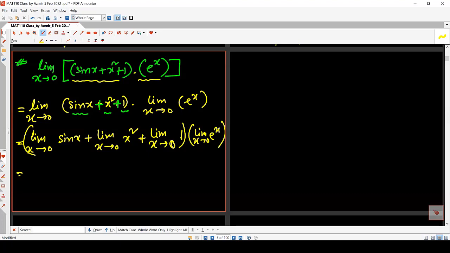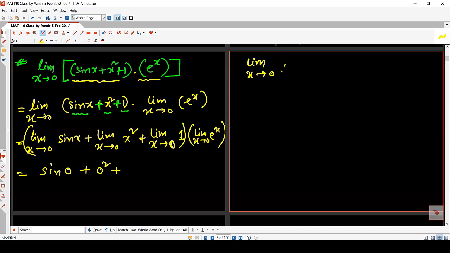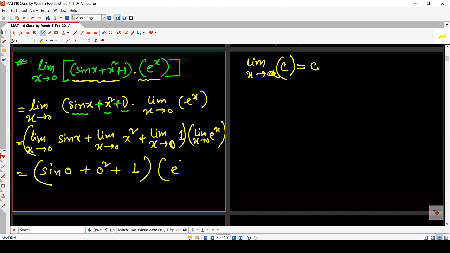So now this is the time to input 0 where we have x. So sine 0 plus 0 squared, limit of a constant, always remember that limit of a constant is a constant. Limit x tends to a of constant is equal to the same constant. So it will be 1 times e power x, that means e power 0. So we have 0 here. So finally we have 1 and e power 0 is also 1. So the result is 1.